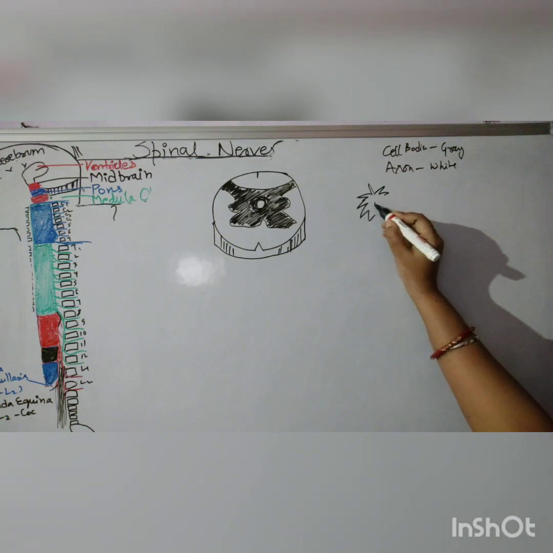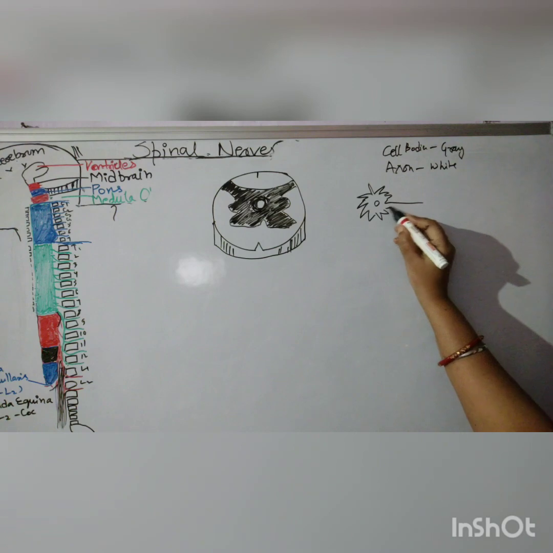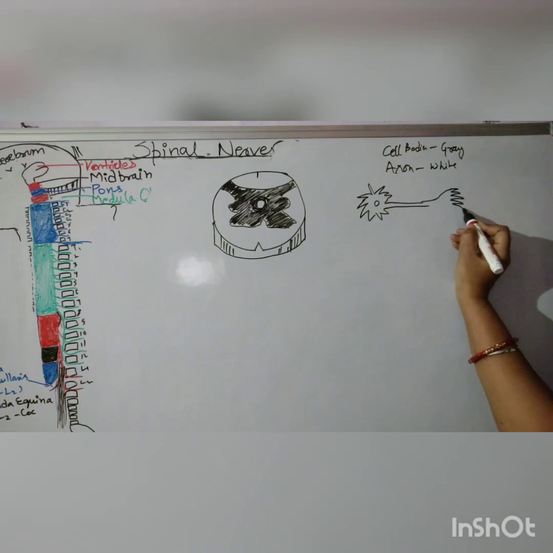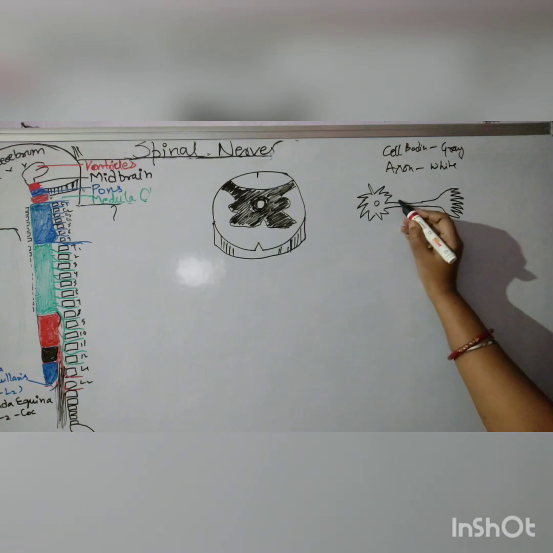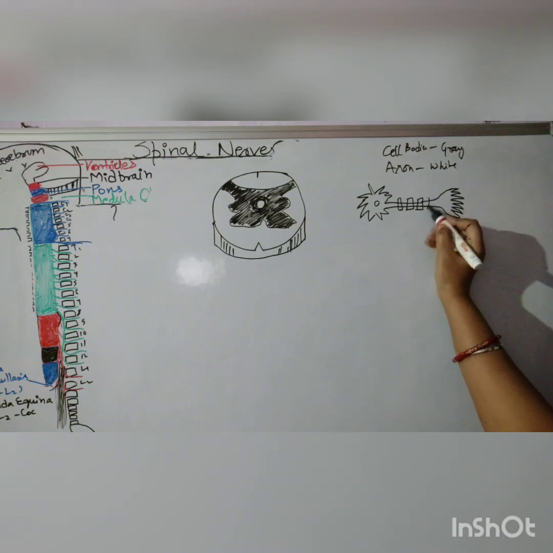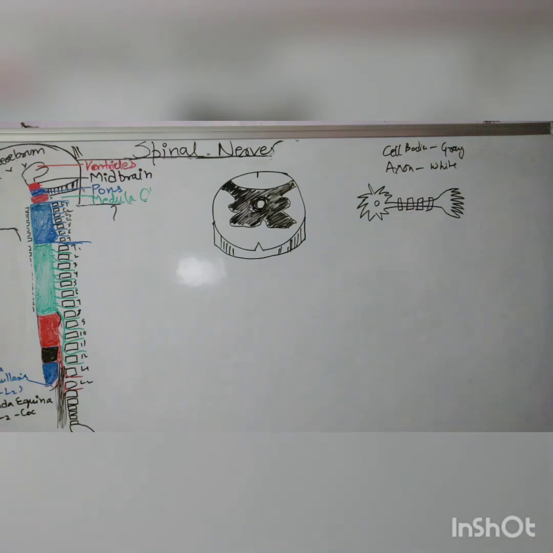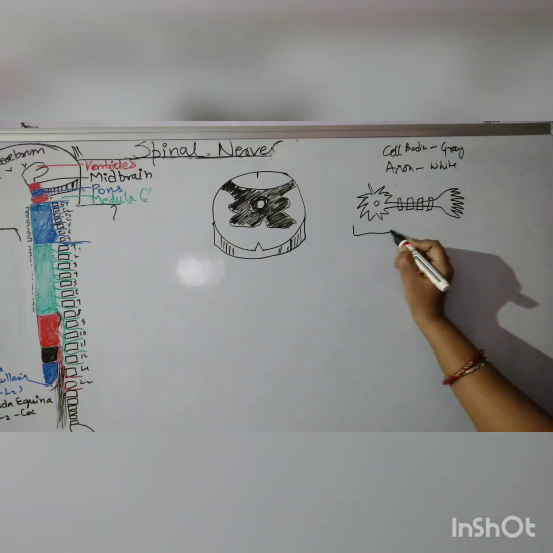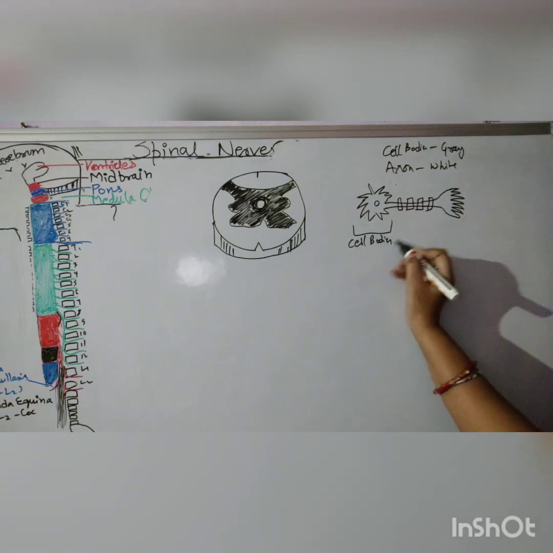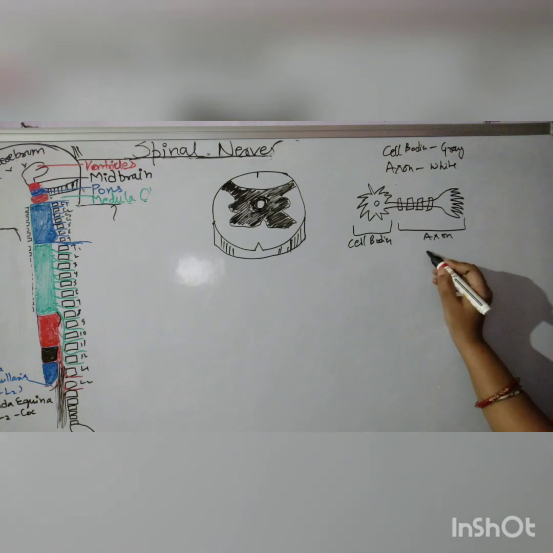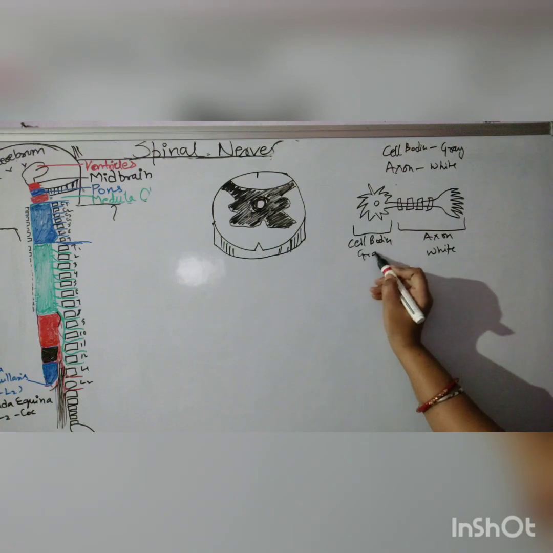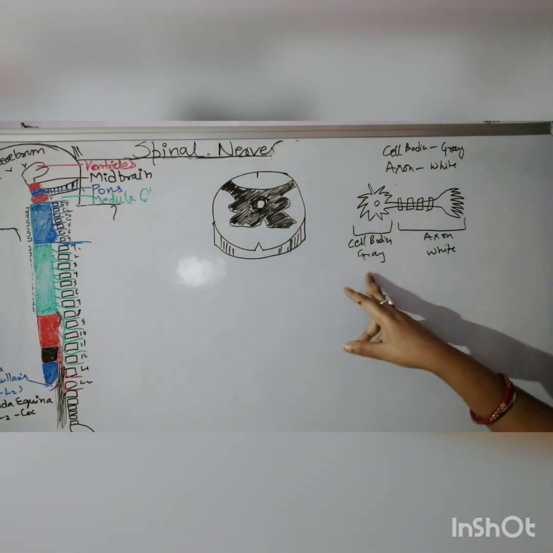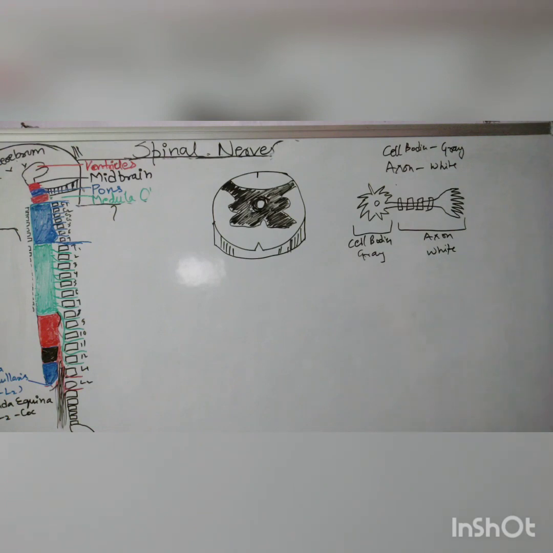We know the basic structure of the neuron. Suppose this is our neuron. This is the dendritic part, this is the axonal part, and this is the myelin sheath. We already know myelin sheath is made up of fats, so it appears light in color. So this is your cell body, and this part is your axon. This part appears white, and this part appears gray. Gray means a collection of cell bodies, and white is a collection of axons. Clear?